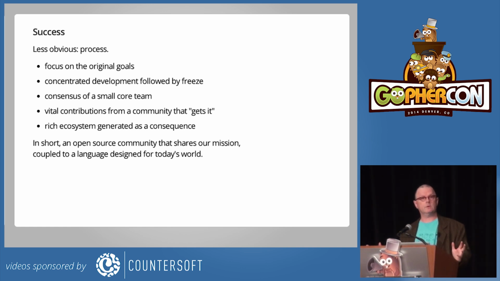But then, of course, it went open source. We got incredibly important contributions from a community that I'm happy to say seems to get what this is all about and appreciate what it's for. Go wouldn't be anywhere if it wasn't for you guys. And so the consequence of all this is we developed this really rich ecosystem of externally provided libraries and tools. The port to Windows was done entirely in the open source world. That's fantastic. That's a consequence of all of these other things tying together. So in other words, Go succeeds because there's an open source community that understands our mission and helps us achieve what we want to do, which is to build something good for today's world.